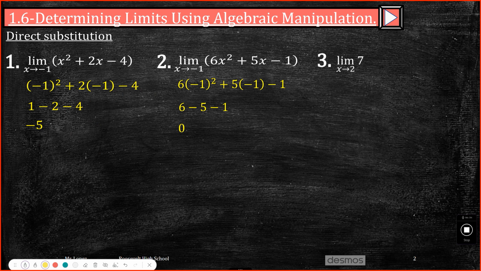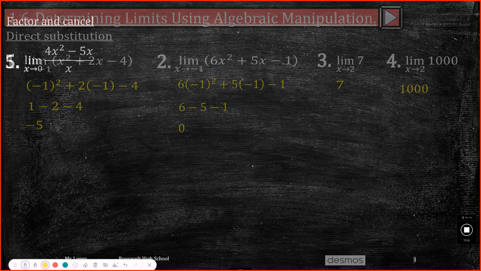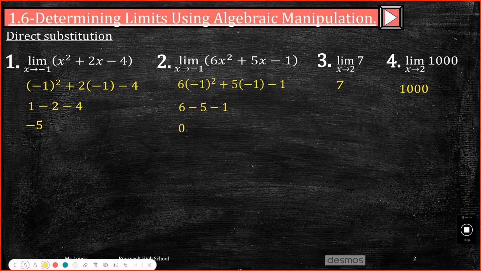The limit as x approaches 2 of 7. So what's the limit? Anybody? What's the limit? 7, because it's just a horizontal line, no? If it's a constant, it'll just be 7. Lorena, what's the limit for number 4? 1,000. 1,000 is just a constant. Is that 1,000? Okay. So moving on.